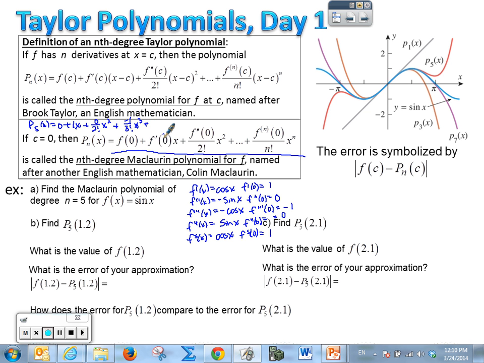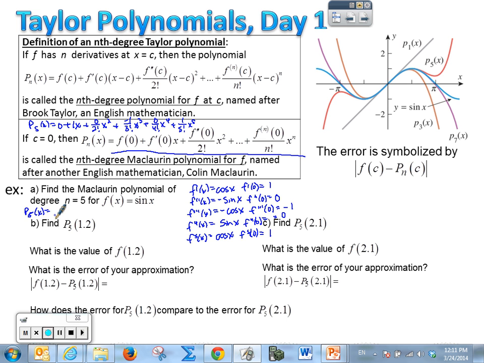My fourth derivative is 0, so 0 over 4 factorial times x to the fourth. And my fifth derivative is 1 over 5 factorial times x to the fifth. Hopefully you can see that the derivatives that yielded a 0 make the whole term go away. I didn't even really need to write them; the only reason I'm writing them is so that you can see how it was generated. So let's clean it up.